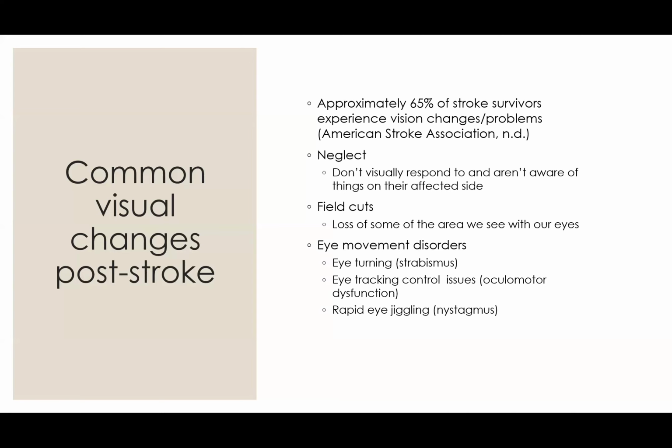And then there are a couple of different eye movement disorders that can commonly happen. You might have what's called strabismus, which is where your eye rests in an abnormal position, and that can be due to some of the musculature in your eyes becoming imbalanced. You might have oculomotor dysfunction, which can lead to difficulty with tracking and scanning, so being able to move your eyes in a controlled, coordinated fashion. And then you might have what's called nystagmus, which is when your eyes rapidly jiggle, and that can lead to double vision, dizziness, things like that.